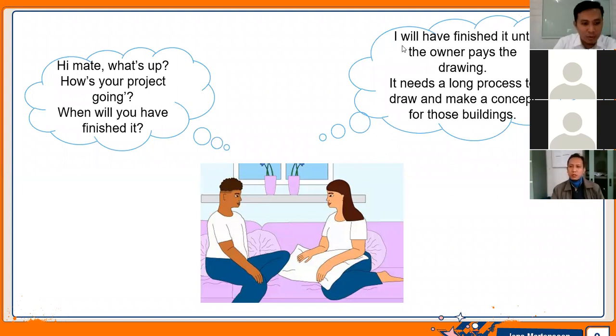So please, if you are talking somewhere, please mute your microphone. I will have finished it when the owner pays for the drawing. So which sentence is describing future perfect tense? Right, this one. I will have finished it when the owner pays for the drawing. Is it paid already or not? No, it's not paid yet. But in the future, if the owner pays for the drawing, then I will have finished it. Okay. When will you have finished it? Yeah, this is also describing future perfect tense. So there are two sentences there describing future perfect tense.